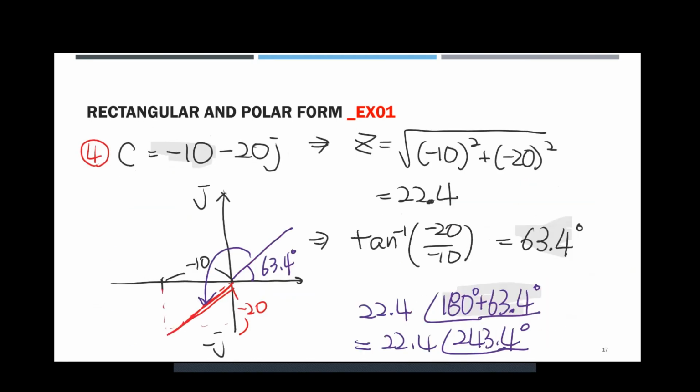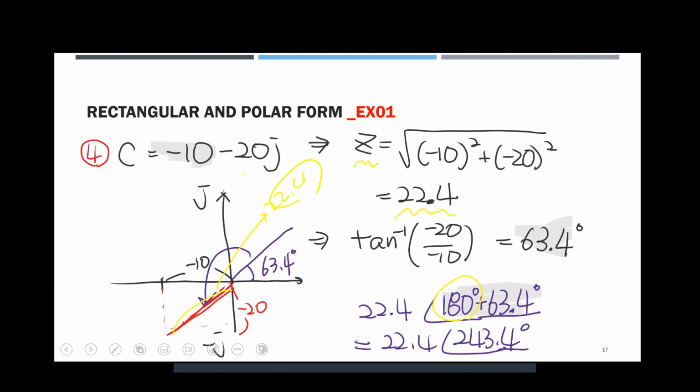Maybe how about this one? The same thing: minus 10, minus 20j. The amplitude length is 22.4. The angle is the inverse tangent of minus 20 over minus 10. That is equal to 63.4. So as I said before, we have to add 180. So that is 243.4. Again, the amplitude is 22.4.